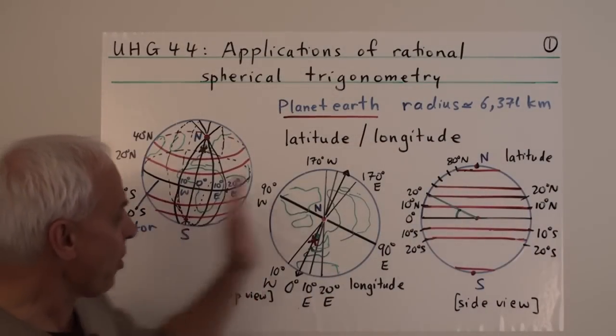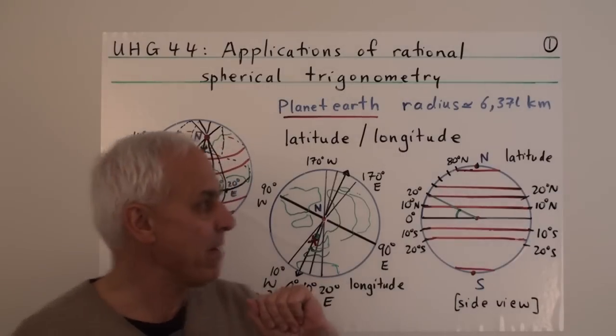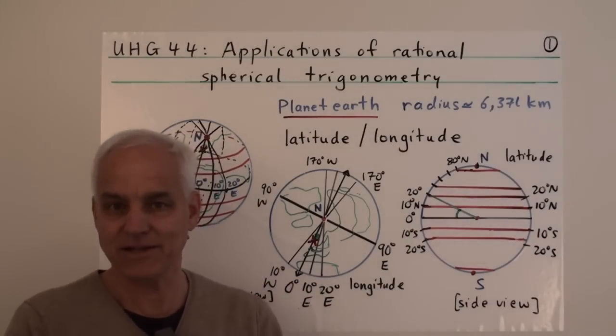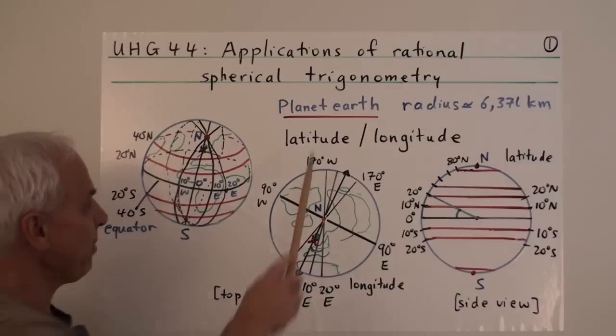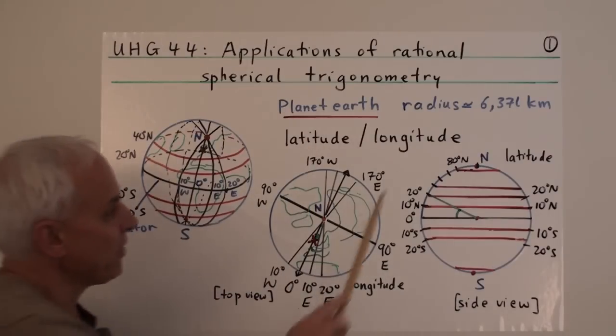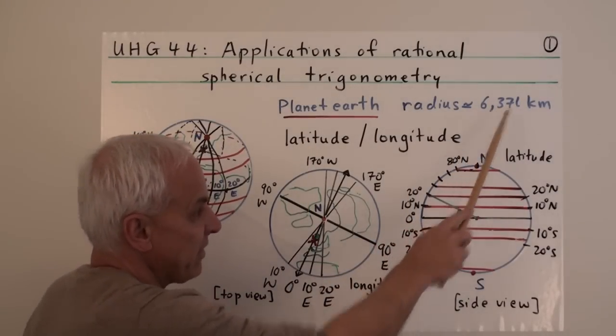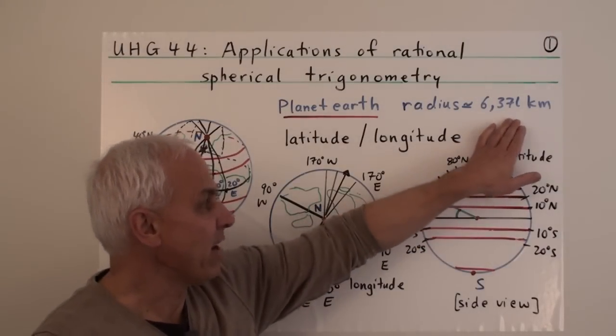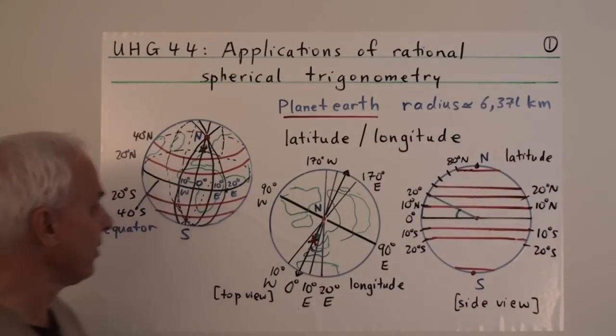Okay, so to orient ourselves, we have to talk a little bit about the standard way of positioning places on planet Earth. So planet Earth is roughly a sphere. The radius is about 6,371 kilometers. If you want the radius in miles, you would divide by 1.6.